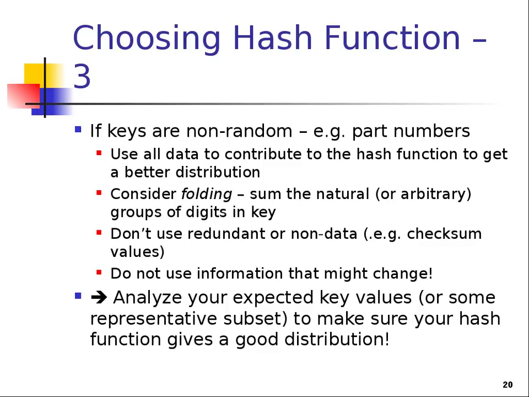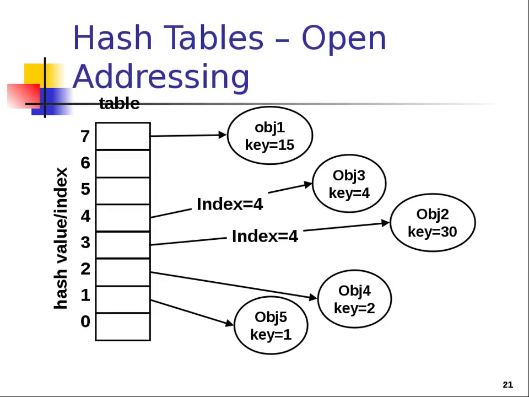Don't use non-data. Don't use checksums. Do not use information that might change. Why wouldn't we want to use information that might change? Because then the values would change, and then your key would be different. We don't want the key to change. We want the key to always be the same. You want to have constant keys to be able to fit the lock. If they don't fit the lock, it's like shoes on the wrong foot.